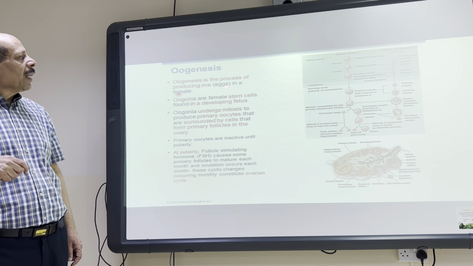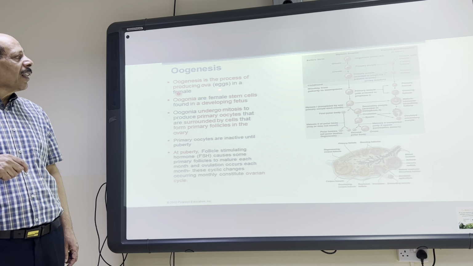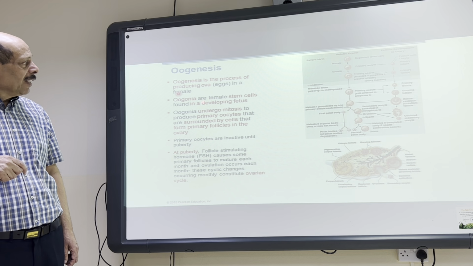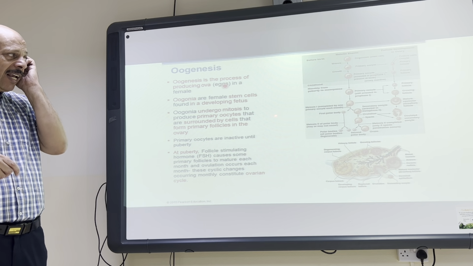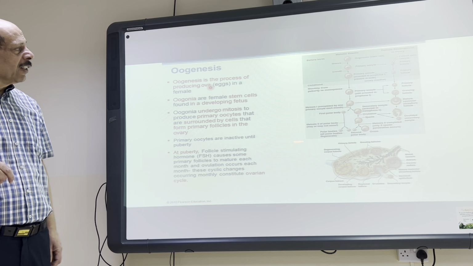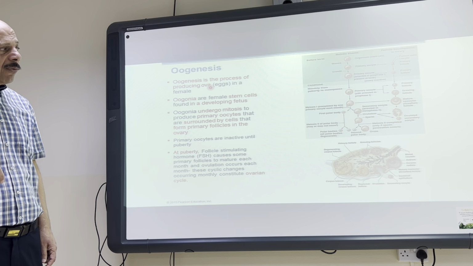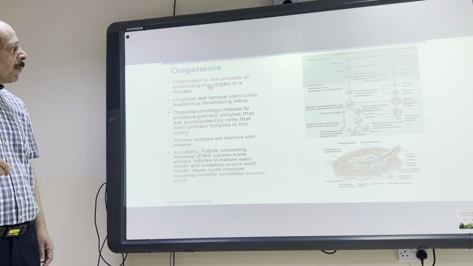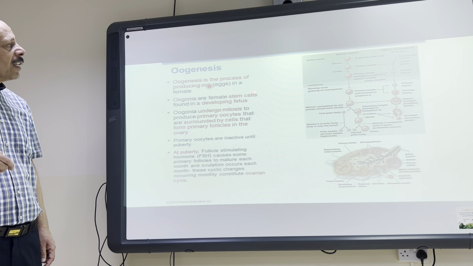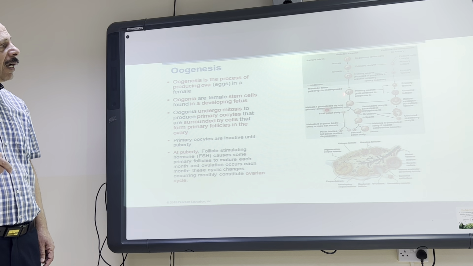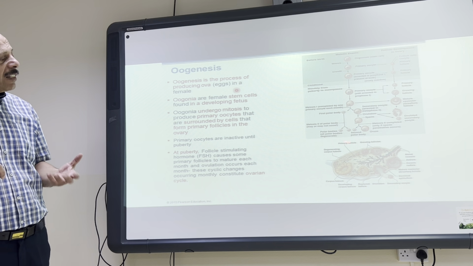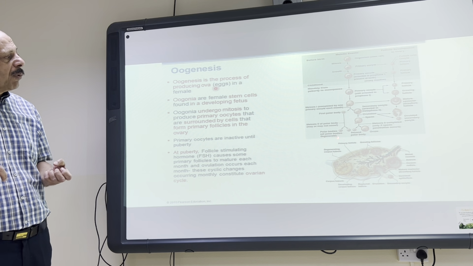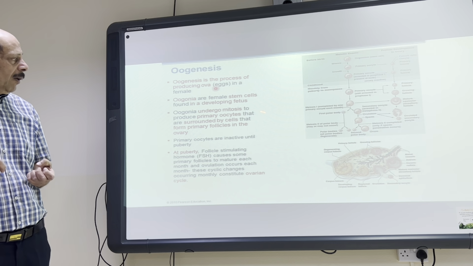Oogenesis is the process of producing the ova in the female. We discussed previously the spermatogenesis in male and how it ends with the production of sperm. Here we will discuss the oogenesis of the ova, the mitosis and the cell division until it reaches the formation of an ovum.